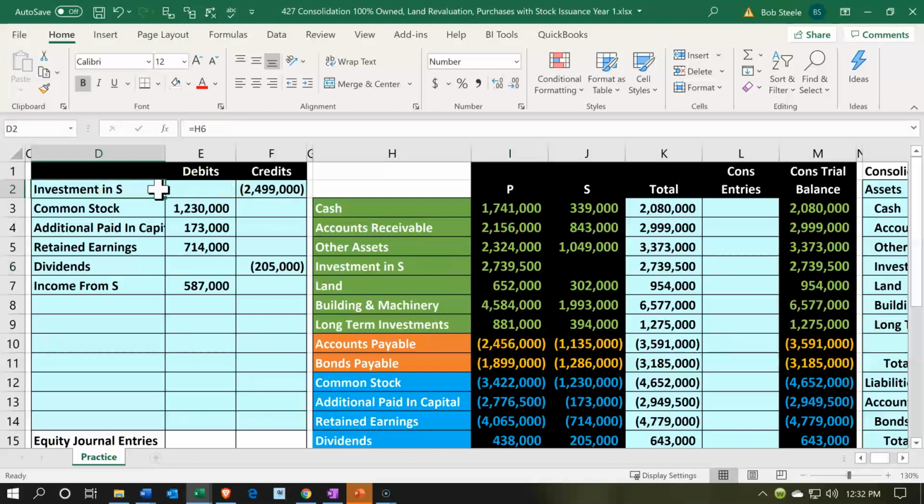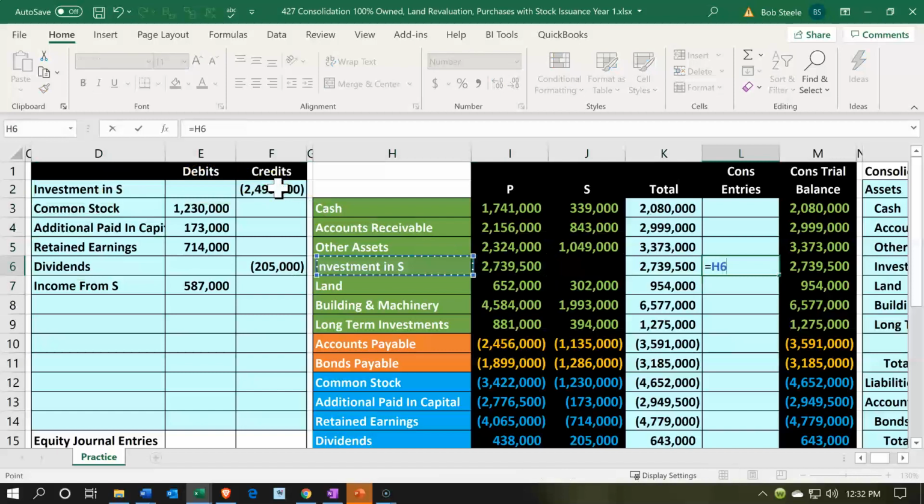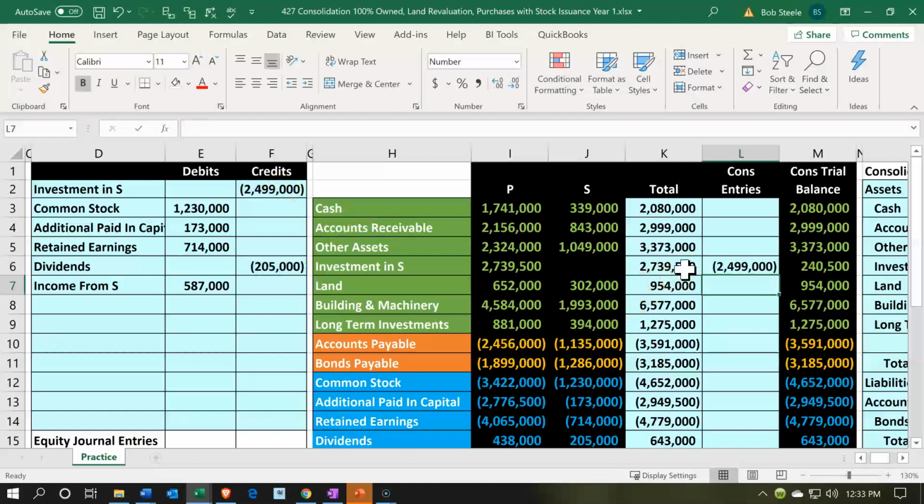I'm going to say, all right, so there's the investment. Doesn't tie out, but I know why. I'm not too upset with that. So I'm going to say equals. I'm a little upset, but not really upset because I can figure it out, I think. So that's going to be, notice it leaves the $240,500.